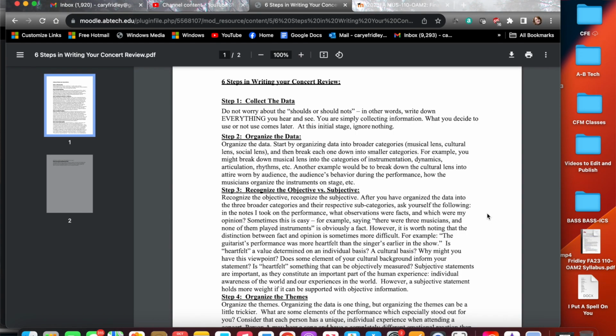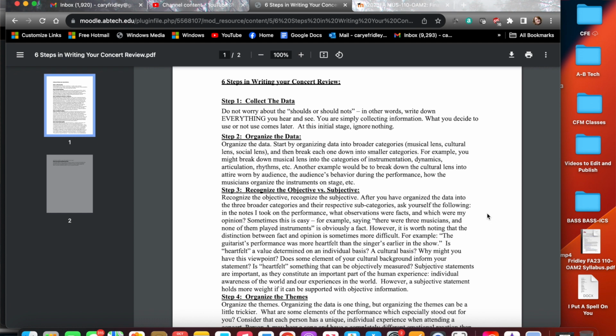Step 3, recognize the objective versus the subjective. After you have organized the data into 3 broader categories and their respective subcategories, ask yourself the following. In the notes I took on the performance, what observations were facts and which ones were my opinion? Sometimes this is easy. For example, saying there were 3 musicians and none of them played instruments. That's a fact. We can prove that.